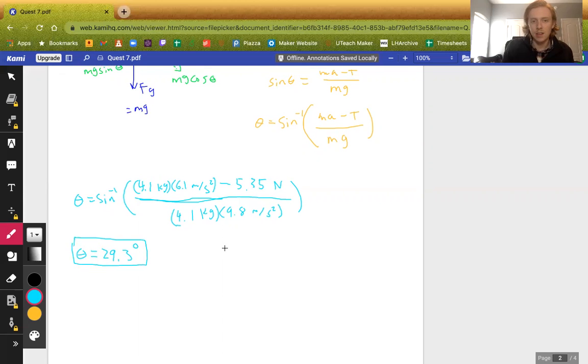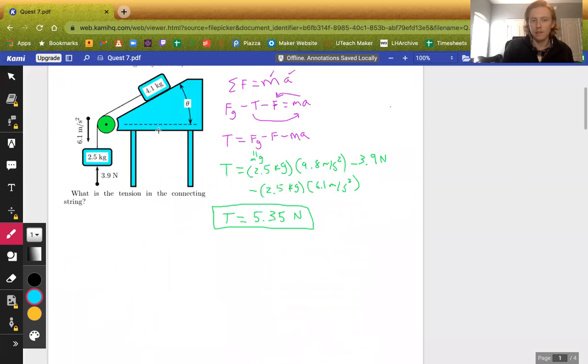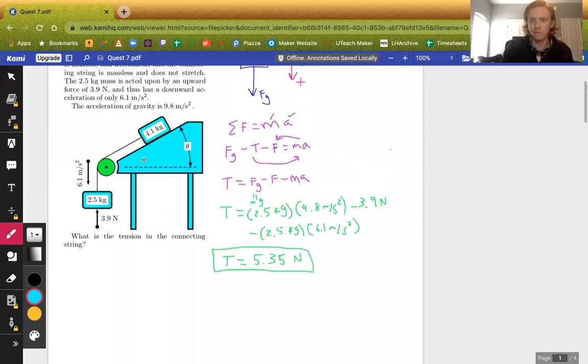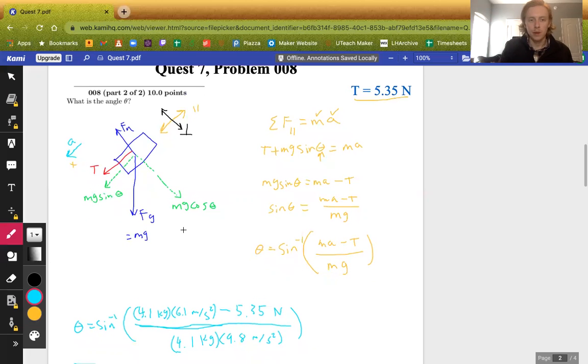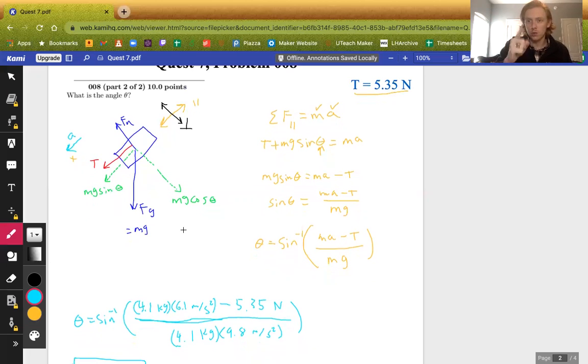So there we have it. That's how you find the angle theta for this behemoth of a problem. Hopefully that is helpful. I know it's a lot of algebra, but it's all algebra that you can do because you're a physics rock star.